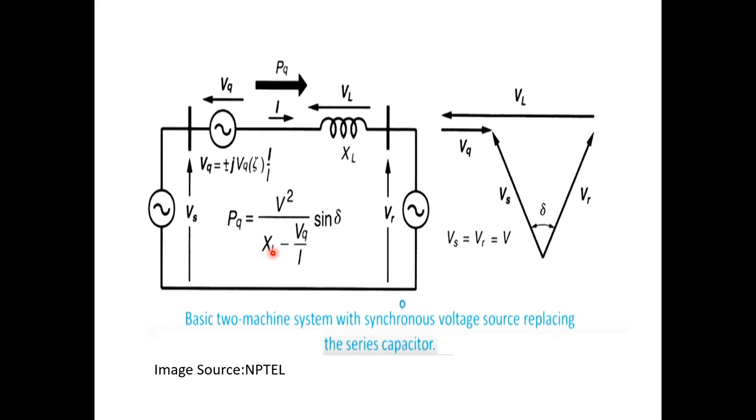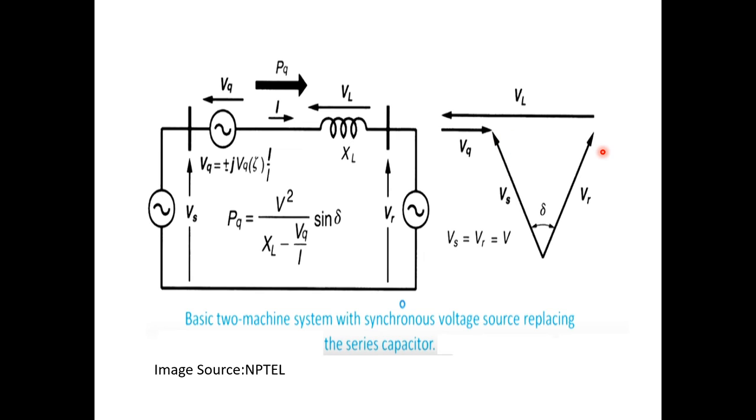Try to make it XL minus XC, where XC is nothing but this one, VQ by I. I would like to replace it. I would like to insert one source here, that is a series capacitor that can carry some voltage of VQ. Try to observe. If I make a phasor diagram between VS and VR, we have some angle of delta. When I place one voltage source here, it can have some voltage here, that is VQ, and the effective voltage becomes reduced and the sending end voltage will drop.